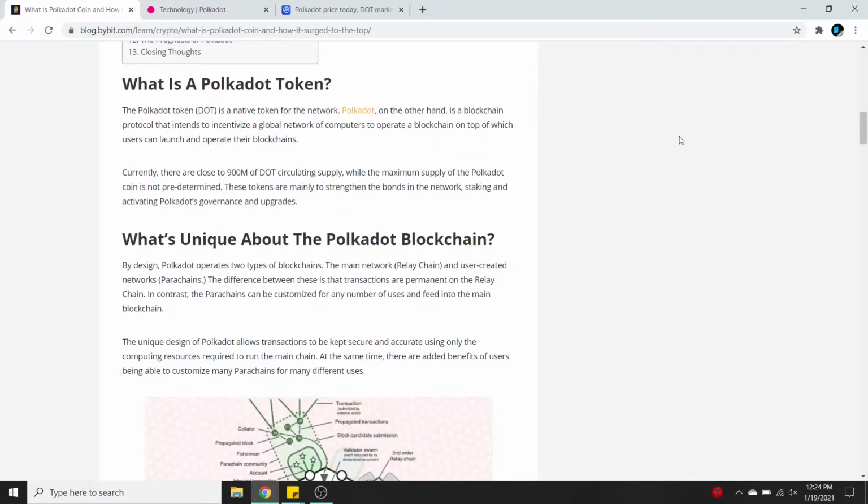Now, I know that this style of video might be kind of boring, but if we want to learn, then we've got to do some research. So today, we're going to learn all about Polkadot Coin and the project behind the name. So, let's dive in and take a peek at what Polkadot is all about.